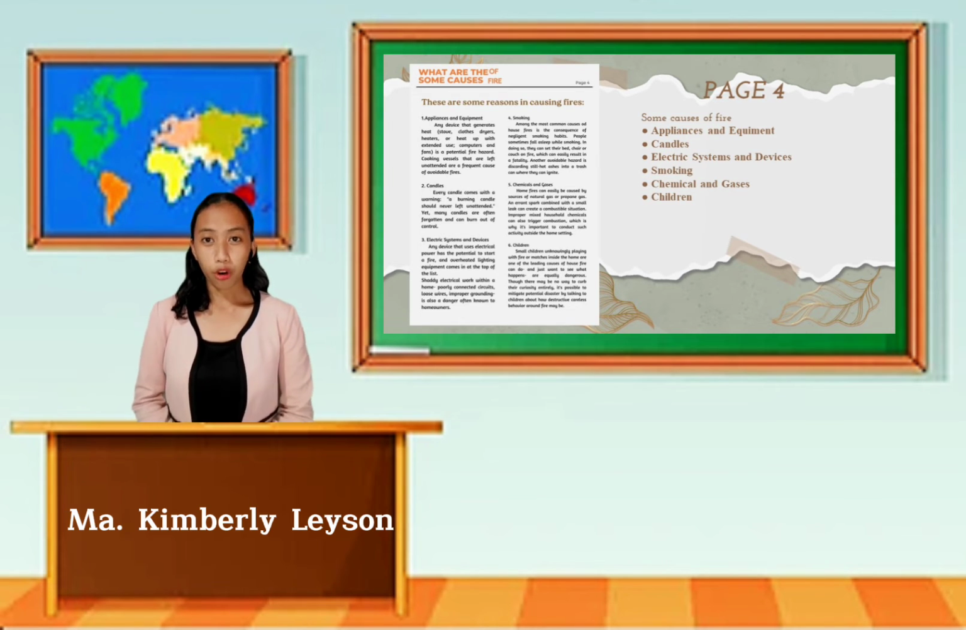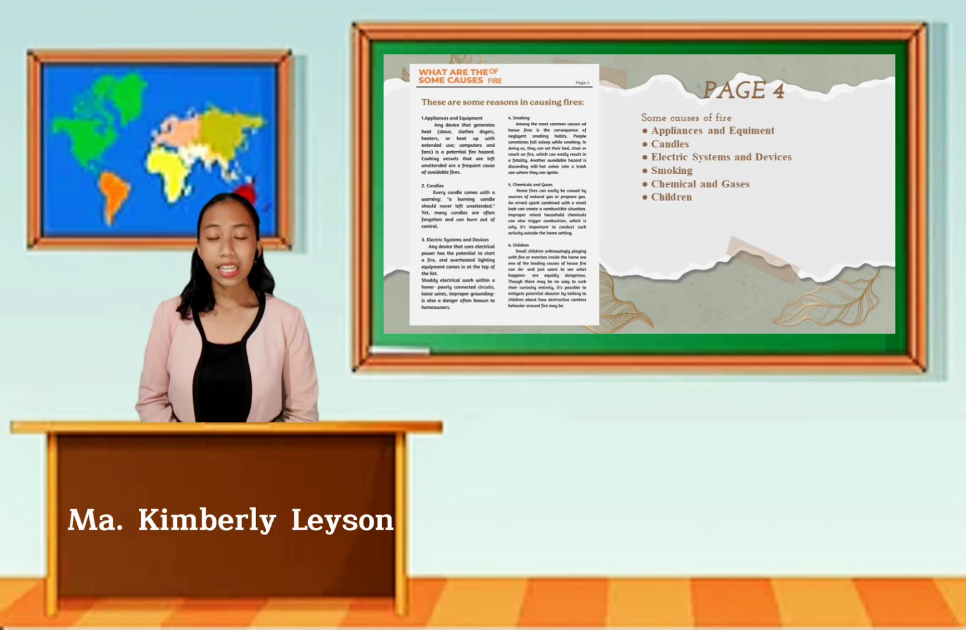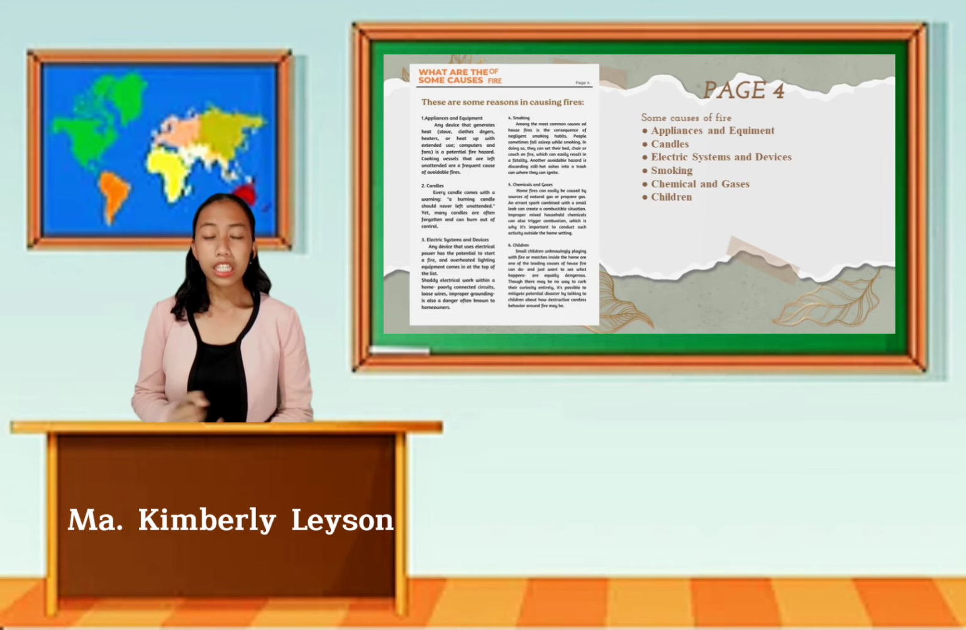In our magazine page 4, here it contains some of the causes of fire. You will know each of them and why they are considered causes of fire. First is the appliances and equipment. Any device that generates heat is a potential fire hazard. Cooking vessels that are left unattended are a frequent cause of avoidable fires. An example would be stove, heater, computers, and electric fans. If these are left on, there is a possibility they can cause a fire.